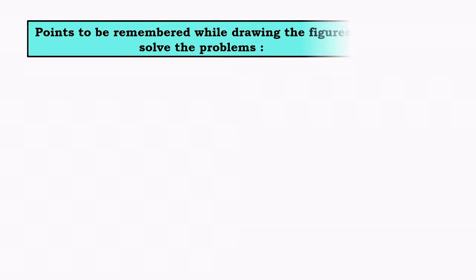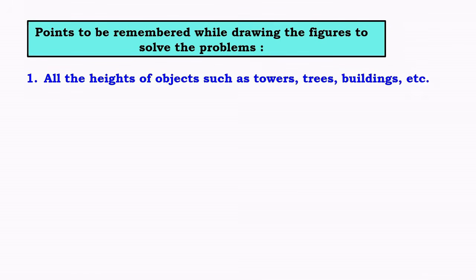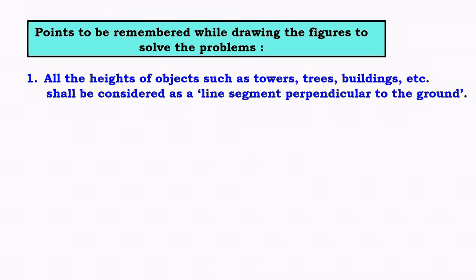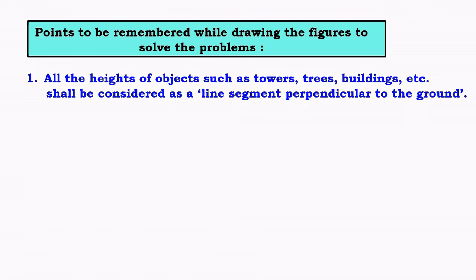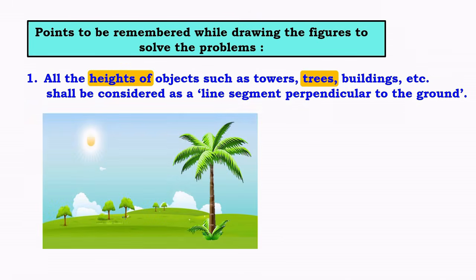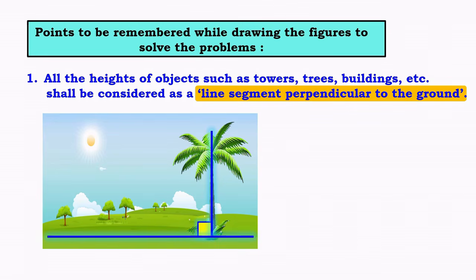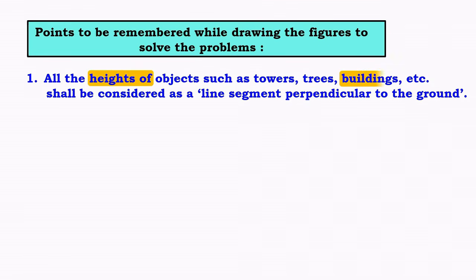Before we start solving problems based on heights and distances, there are a few important points we need to remember while drawing the figures. First point. The height of an object, such as a tower, tree, building, or pole, is always considered as a line segment perpendicular to the ground. In other words, the height is represented by a vertical line, while the ground is represented by a horizontal line. This helps us form a right-angled triangle, which makes it easier to apply trigonometric ratios.